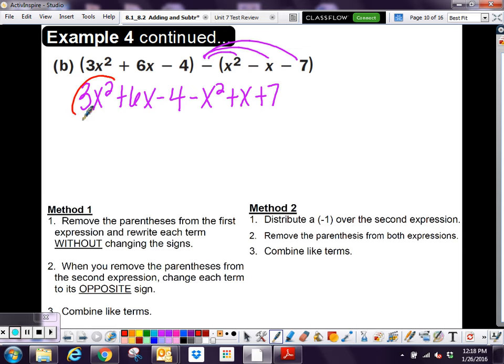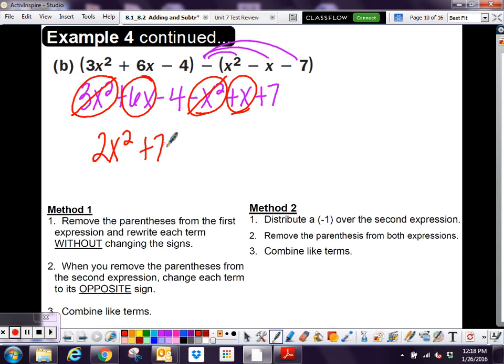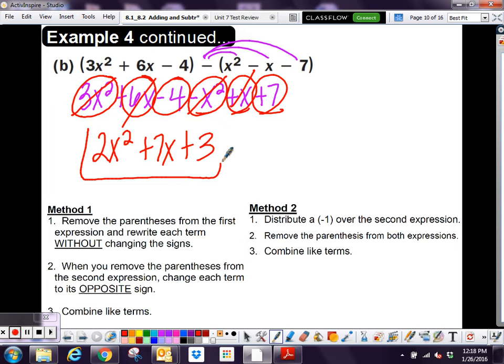And now we combine our like terms. So I have a 3x squared minus x squared, so that's 2x squared. You don't have to do these circles if you don't want to, but I would suggest at least marking them out if you've already combined them. That way you know you're done. Then I have a 6x plus x, so that's 7x. And then I have a negative 4 plus 7, which gives me positive 3. There's our answer.